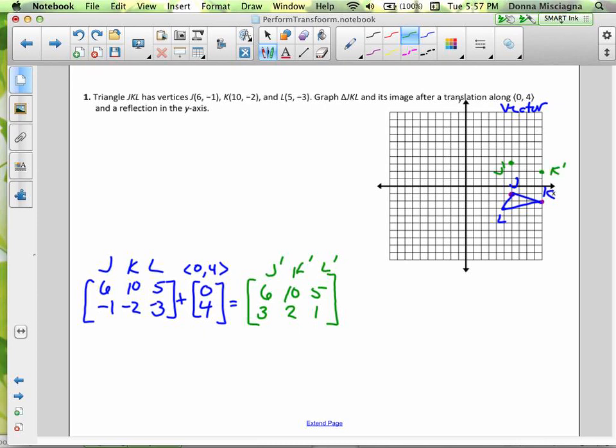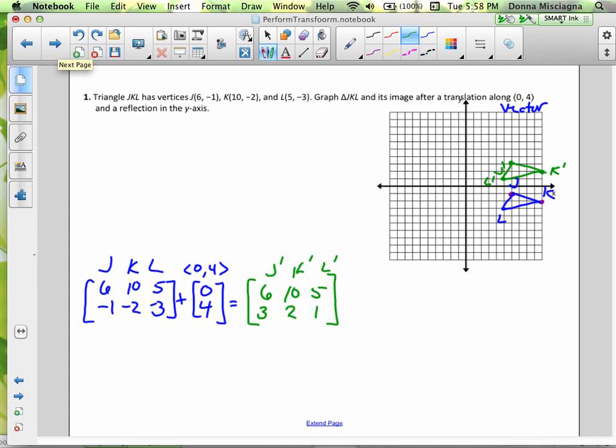That's K prime. And 5, 1 is right there, yeah, is L prime. And so here's our triangle. I didn't choose the best places to write my points because J and L are kind of crammed in there. All right, so that's our translation.